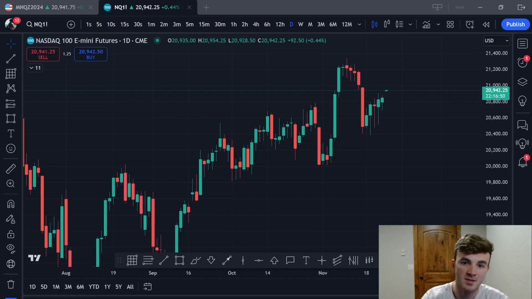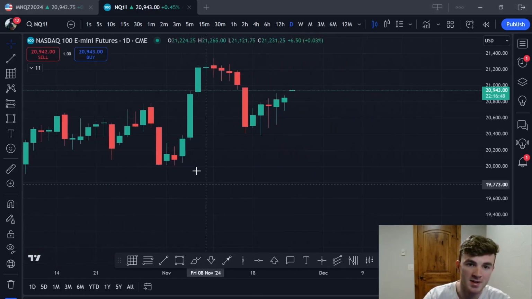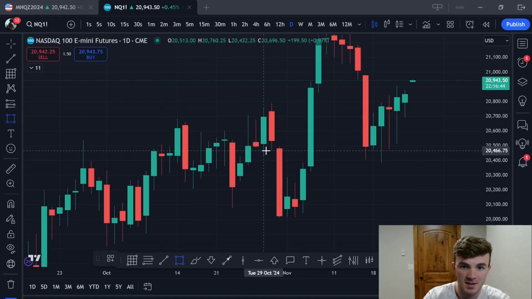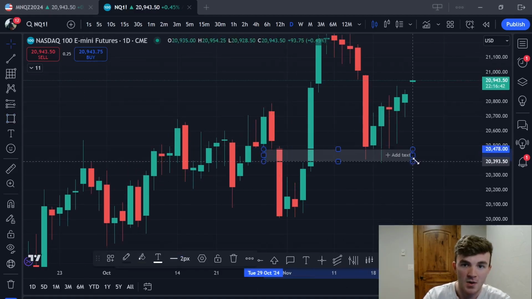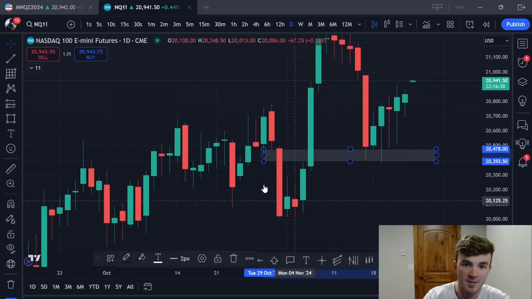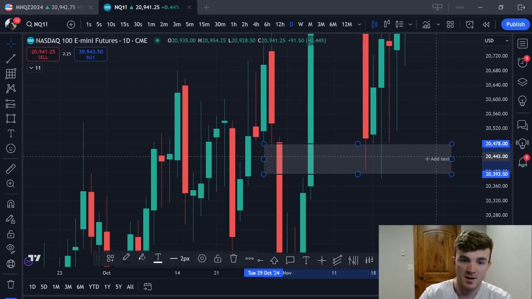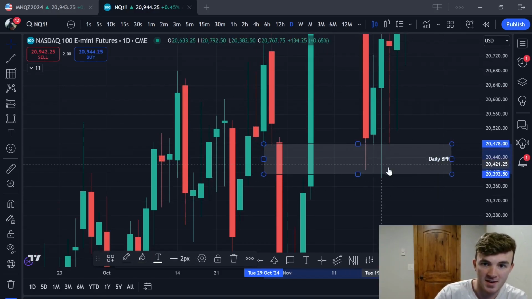what's been happening. So, first thing I want to talk about is we actually had a daily BPR right here. This is an area where you have a bearish fair value gap and a bullish fair value gap overlap with each other. This overlapping area is the BPR. You can see how price came back in and respected this area.